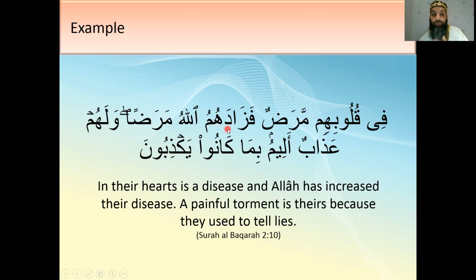Who increased? Look for the marfu word. Oh, it's here. Allah. So Allah increased them. You see it? So he increased them. Who? Allah. Because Allah is marfu. The doer is marfu. So Allah increased them. You happy with that?